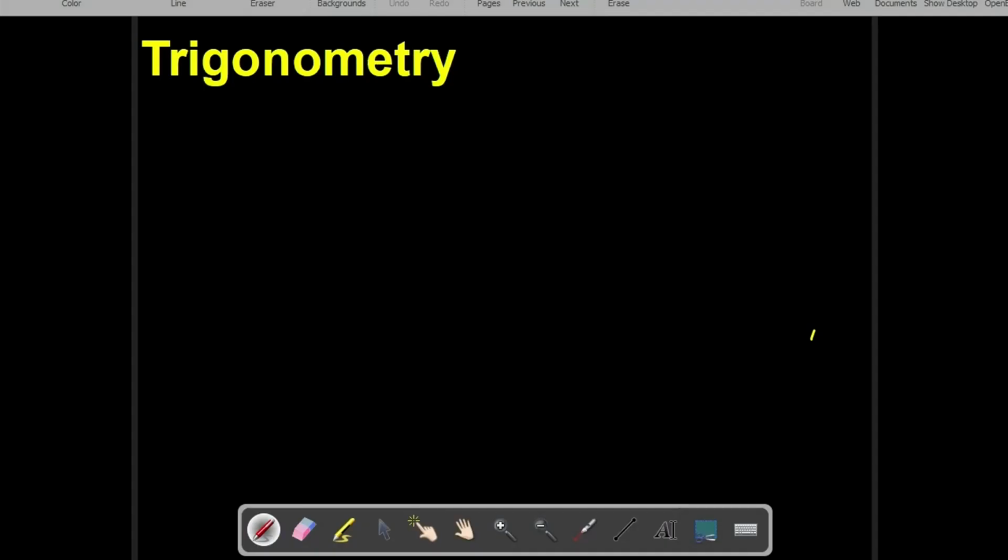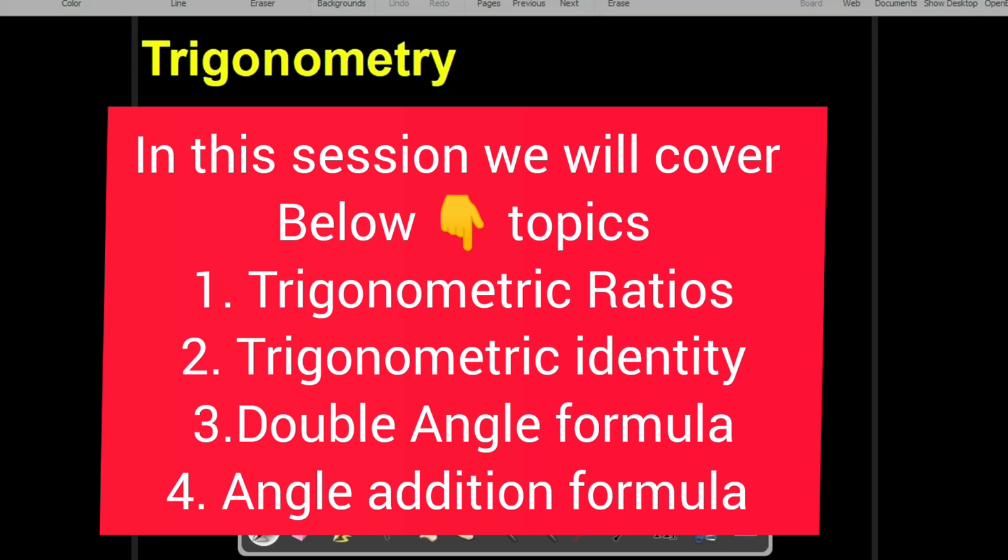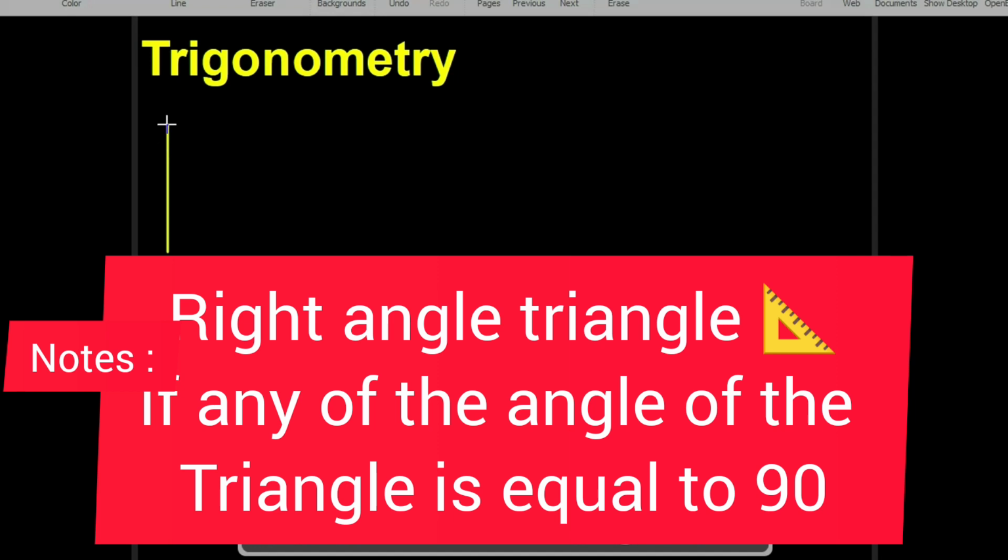Hello and welcome to another session of trigonometry. In this session we'll start with the trigonometric ratio. So, a right angle triangle. Let's make a right angle triangle.